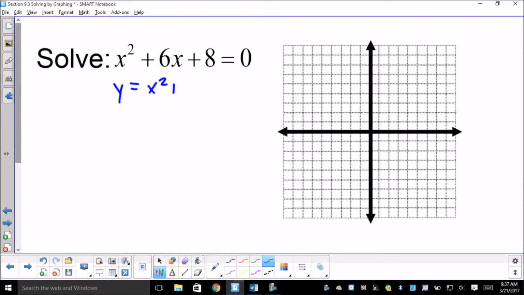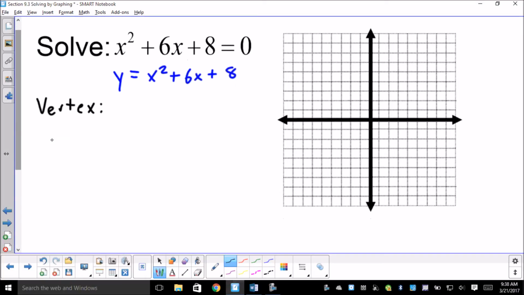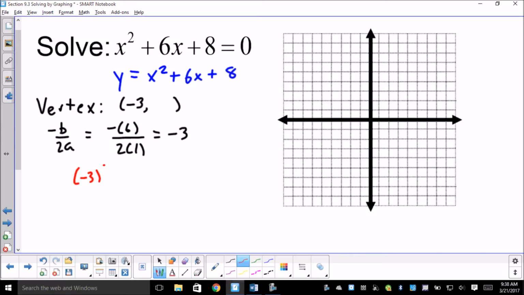The first thing I'm going to do is find my vertex. Remember, to find the vertex, we use negative b over 2a. In this case, my b is 6, so I have negative 6 all over 2 times 1. That gives me a value of negative 3. So the x-coordinate of my vertex is negative 3. To find the y-coordinate, I'm going to take the negative 3 and plug it into my equation. So I get negative 3 squared plus 6 times negative 3 plus 8.